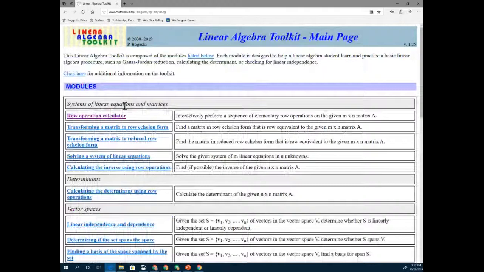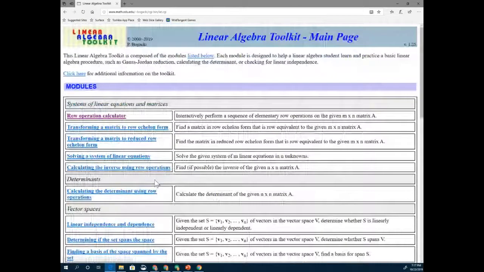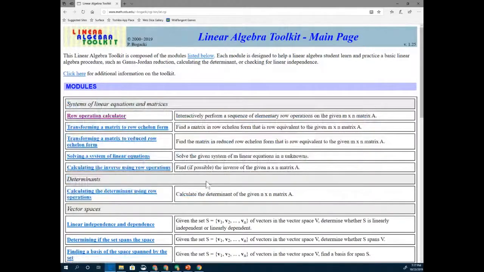If I go back, it has transforming a matrix to row echelon form. There's reduced row echelon form. It even has solving system of linear equations, calculating the inverse, calculating the determinant. You don't have to worry about any of these other things. It's just these sections here.